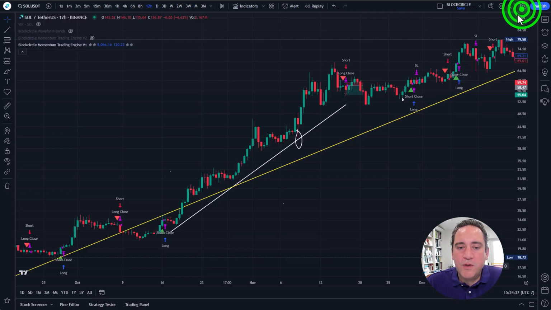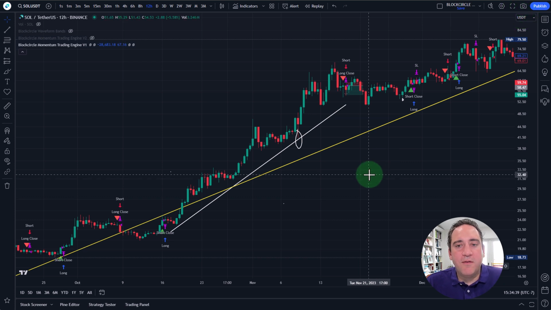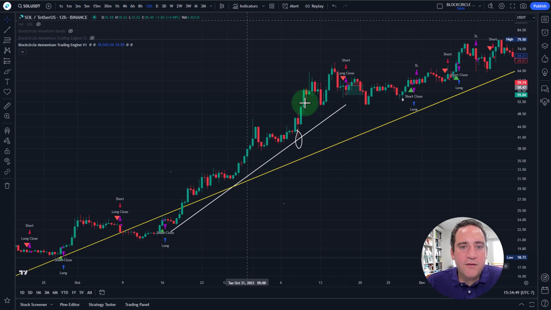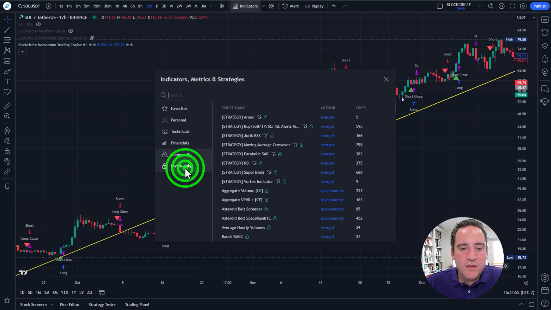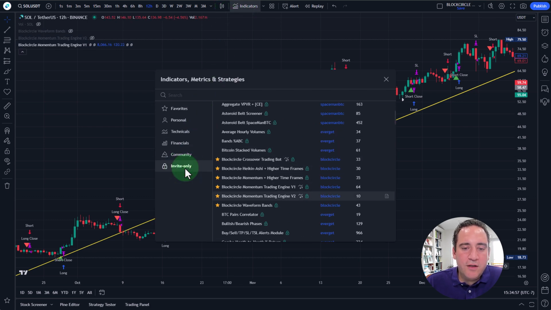But for now, I just want to walk through the basic steps of how to actually get started, where to find it, and how to get your configuration up and running quickly. So the first thing to do is, how do you actually find it? So what you do is you go into TradingView and you click indicators. You go to your invite only section, scroll down, and you should be able to see Blockcircle Momentum Trading Engine version 1 or version 2.